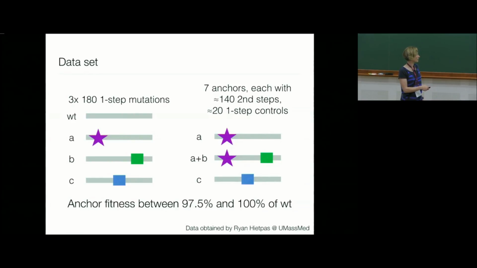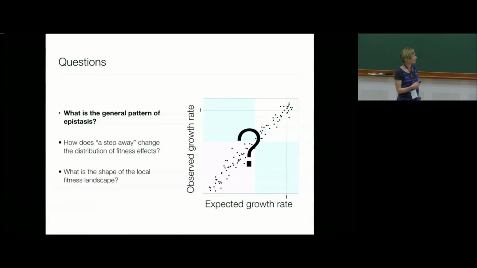In that case, we did, of course, make a biased choice, because if we picked a mutation that was highly deleterious, we would not get anything on top of it, because it's very likely that nothing happens. So we chose these anchor fitnesses somewhere in the region of our wild type. And then there are several questions we can look at.